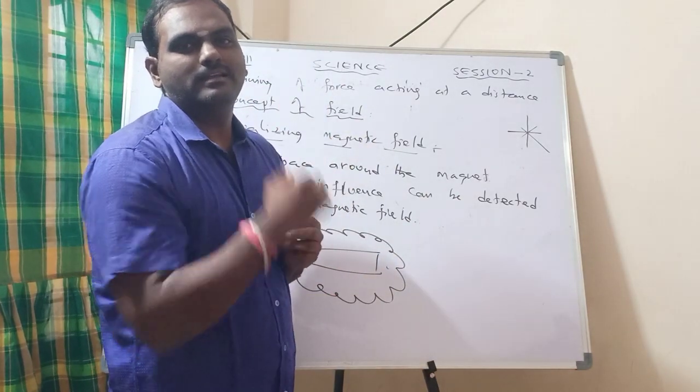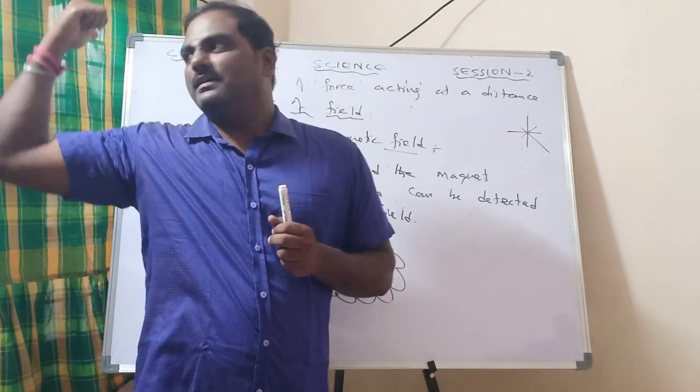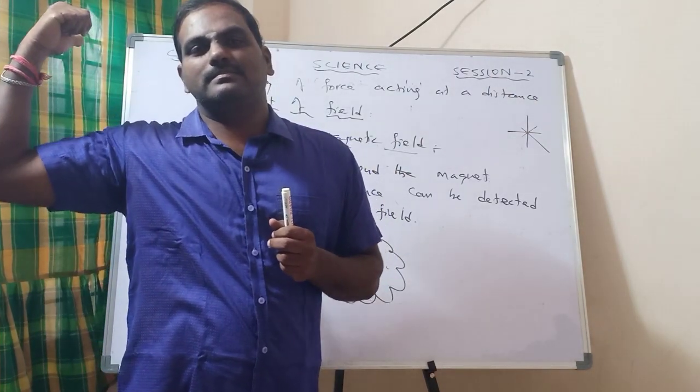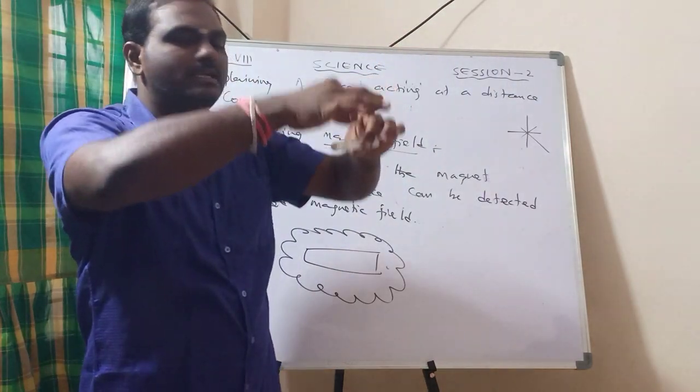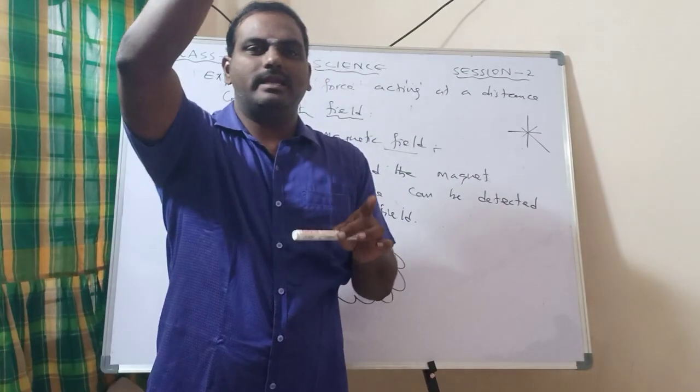Sun rises in the east, sun sets in the west. Opposite directions are north and south. So take that needle, take that bar, tie it and just hold it.